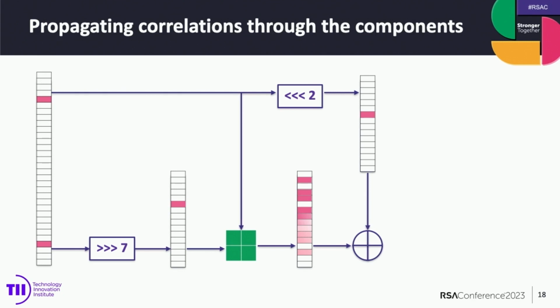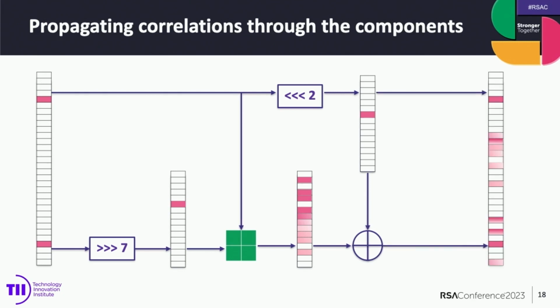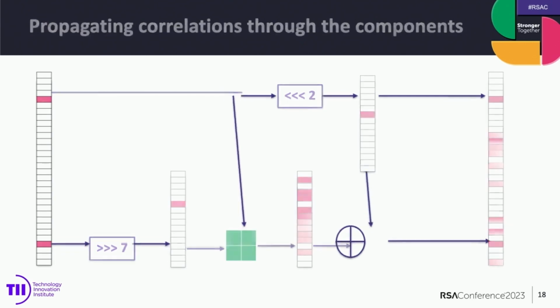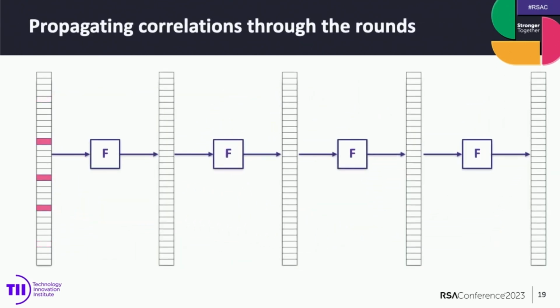As you can see now, I am representing with a gradient from white to red the propagation of the correlation. Why? Because now we are talking about correlations that are real numbers. So this picture is actually representing one round of the SPECK cipher. Once we know this, it is easy to see how the propagation of these real numbers occurs through several rounds.